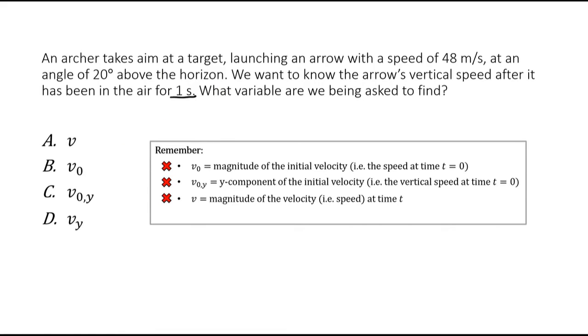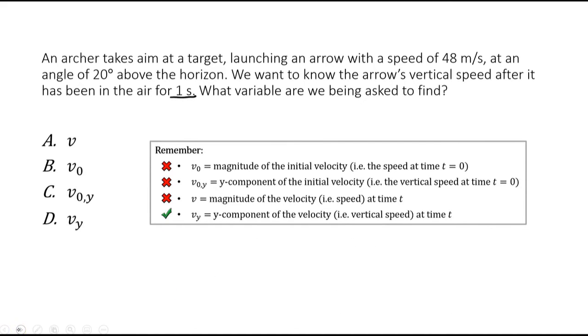That's at least at the right time. But here we only want the y component. So we don't want to know the overall magnitude of the velocity, which would be the square root of the sum of the square of the velocity in the x direction plus the square of the velocity in the y direction, right? That's the magnitude of the overall velocity of that arrow at time t. So that's not what we're looking for either.